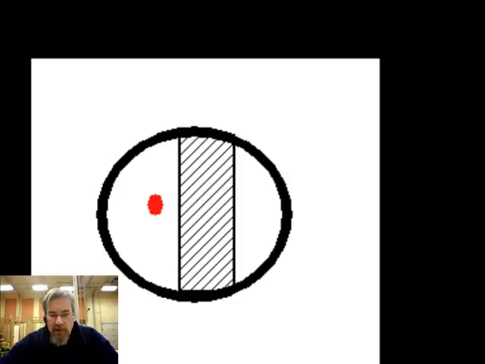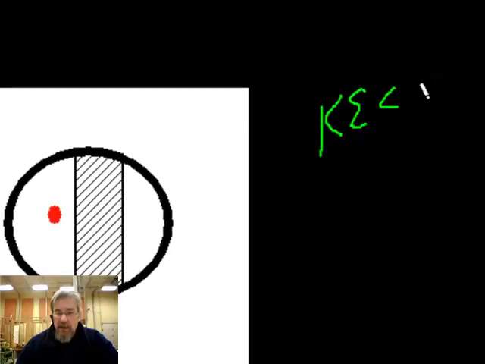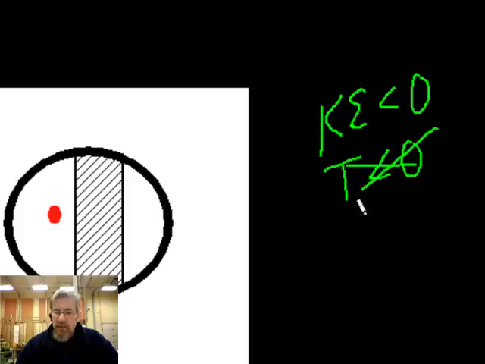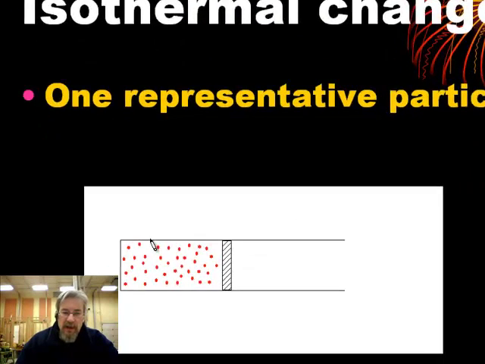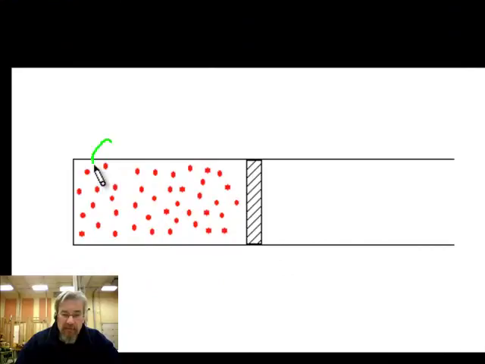Well, if all of the particles that are colliding with the piston are slowing down, that means they have less kinetic energy. So the kinetic energy would have to be going down. But if kinetic energy is going down, then temperature is going down, and this is an isotherm, and that can't happen. So in order for temperature to remain constant, kinetic energy has got to be put back into this system from somewhere. Let's take a look at another representative particle to get an idea of where that's coming from.